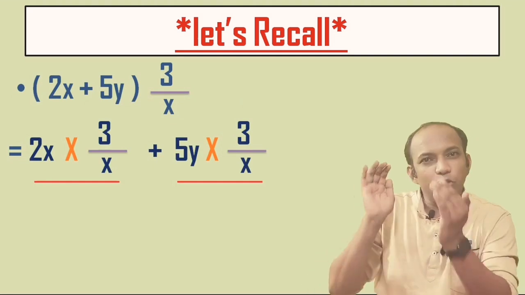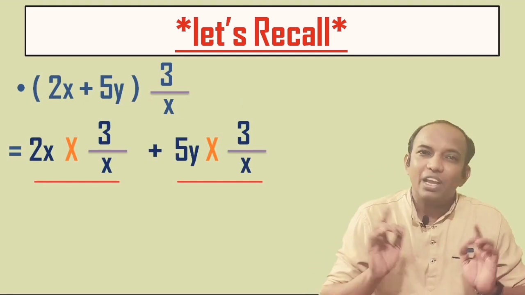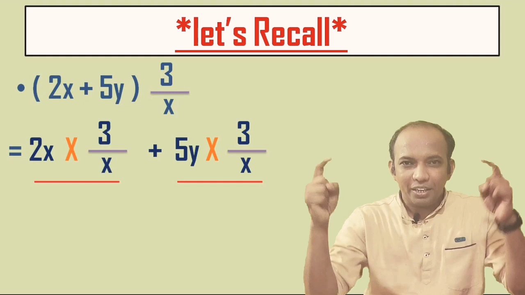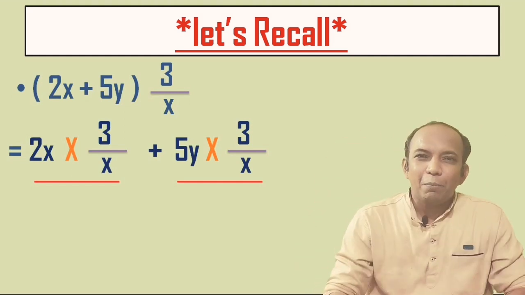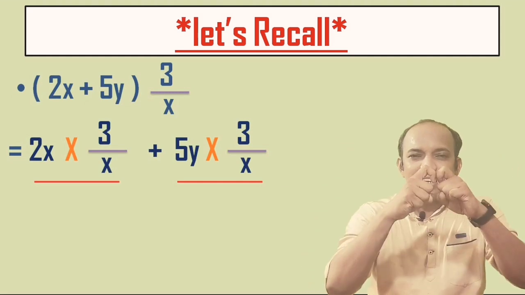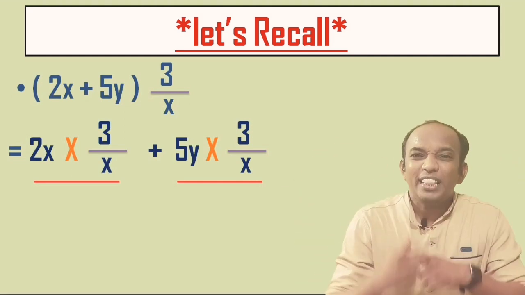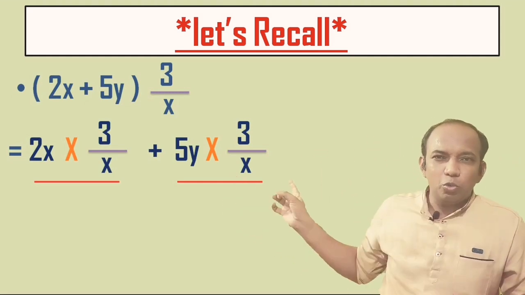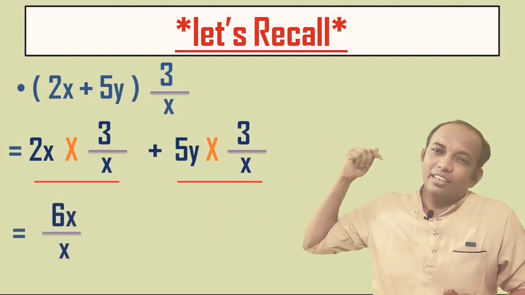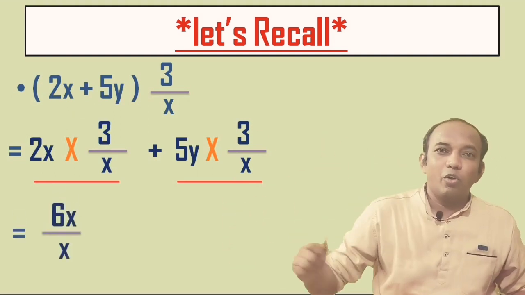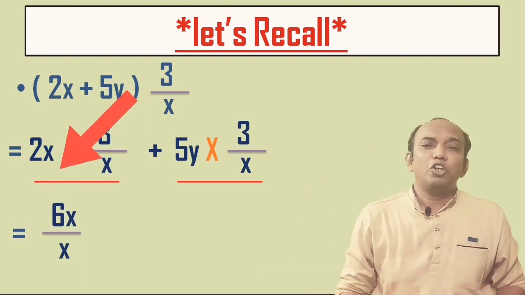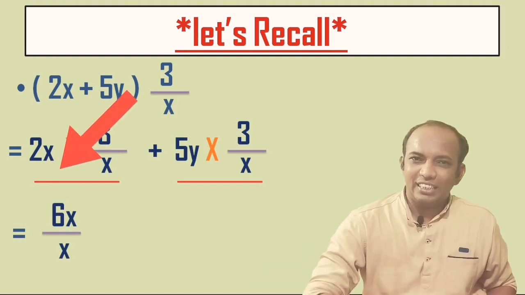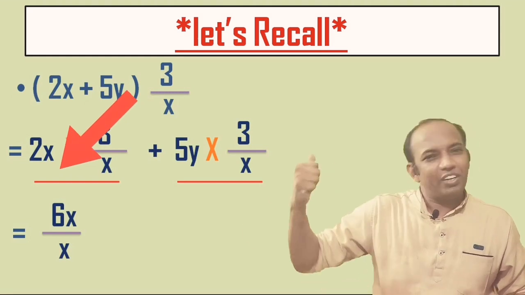first step, when you try to open the bracket, we have to do numerator into numerator and denominator into denominator. This is the rule for multiplication of fraction. Numerator into numerator, denominator into denominator. So in that manner, what do you get? 2x into 3, the answer will be 6x, and in denominator, x into 1. From where we got the 1? For the 2x, in the denominator nothing is there, means 1 is there. So accordingly, x into 1 we get x.